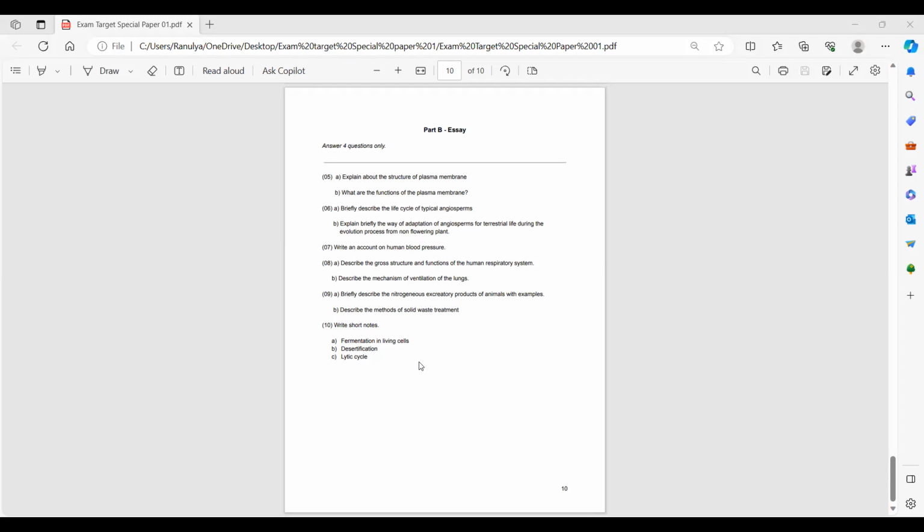Next point, 1 male gamete fertilizes the egg and forms diploid zygote. Next point, other male gamete fertilizes the secondary nucleus or 2 polar nuclei and forms triploid endosperm. Next point, this is known as double fertilization.